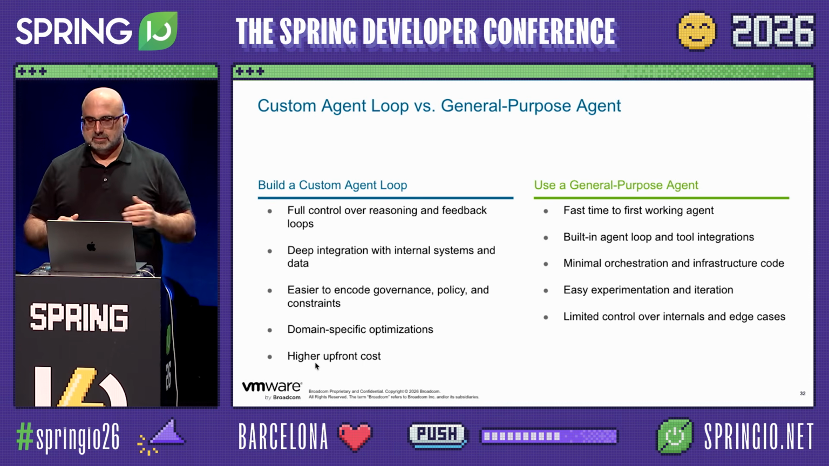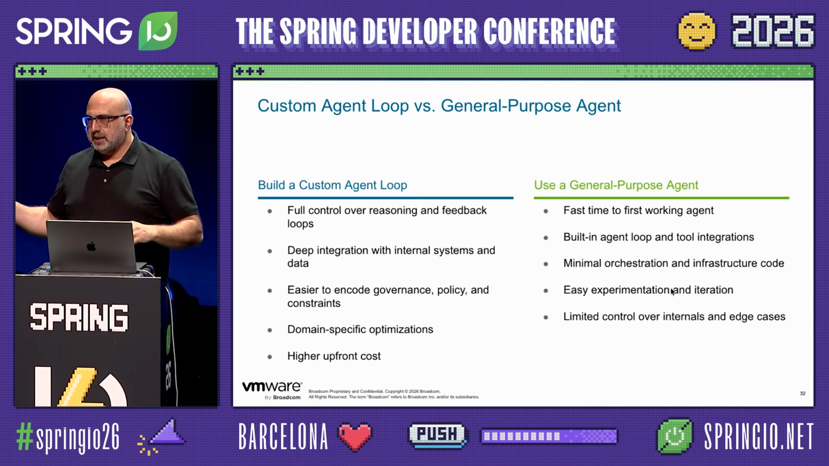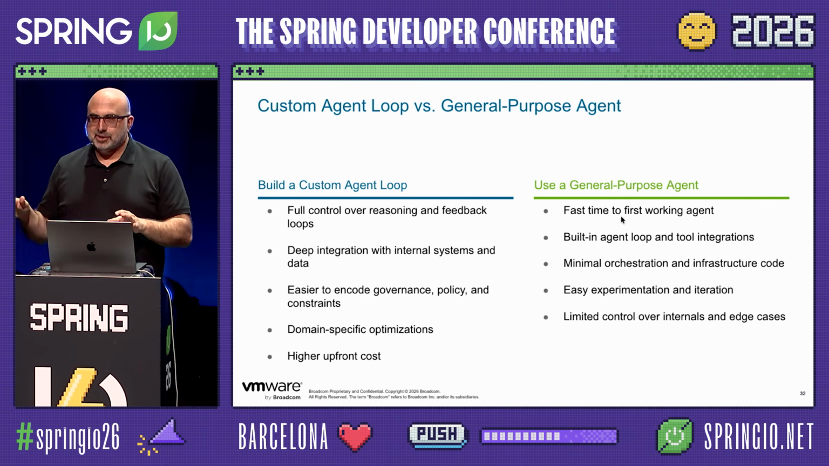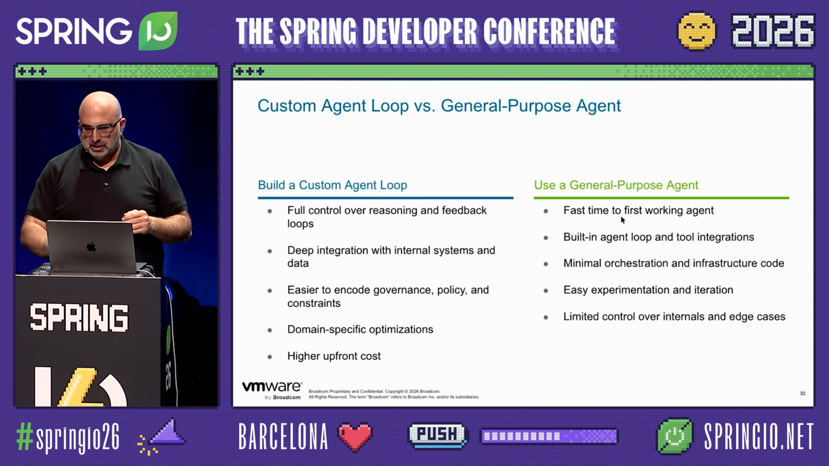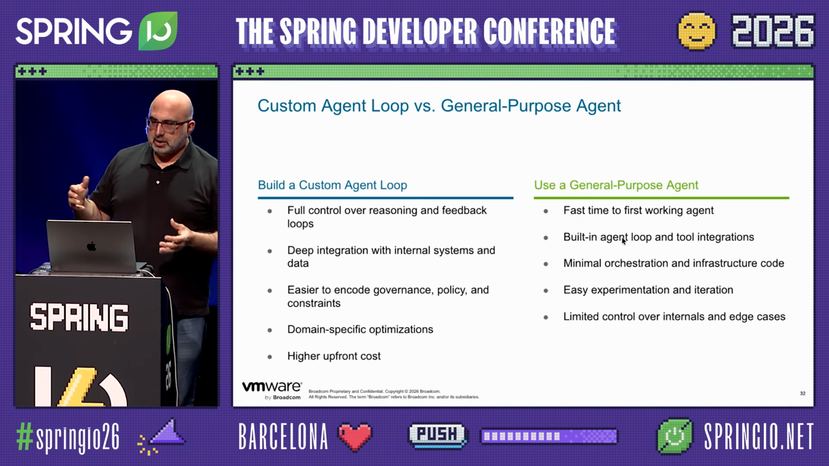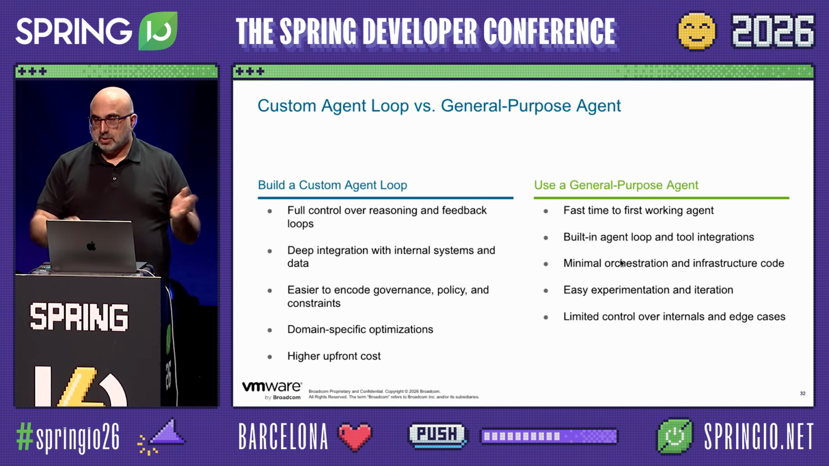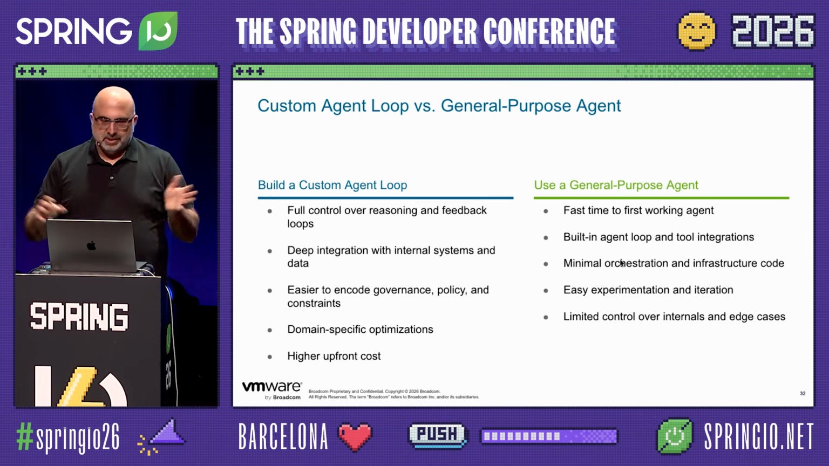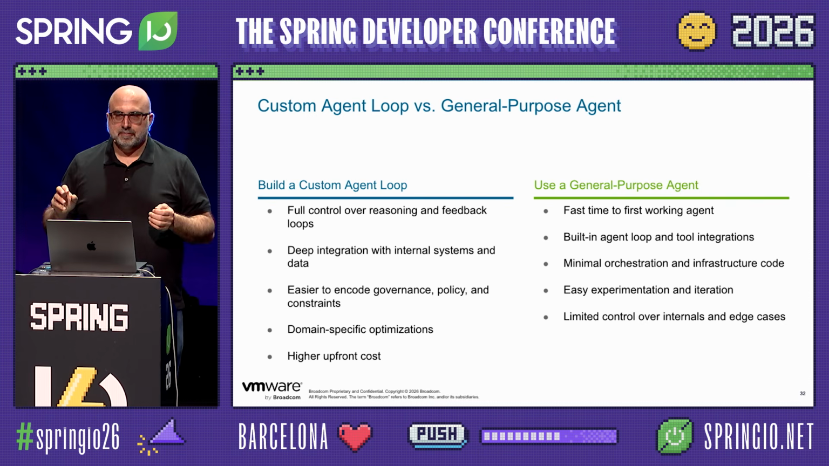If you decide that, no, I'm just going to use a general-purpose agent like Goose, then you have fast time to your first working agent, like you just build the HATEOAS adapter. You can leverage all of the features of the built-in agentic harness. Minimal orchestration and infrastructure code. It's very easy to experiment and iterate, but you get limited control over edge cases.